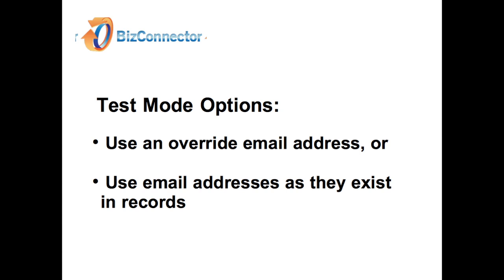Under test mode options, the second option, to use an overriding email address, is useful during testing because you can force all emails to be sent to your inbox even if the rule fires on live records. So, let's see how to run the test.